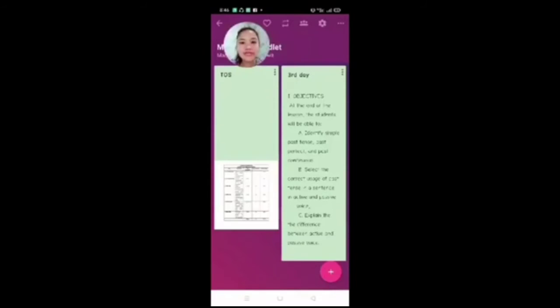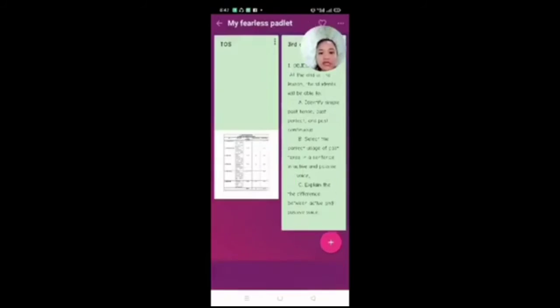Hi, good day everyone. My name is Kerny Quiñones. So for today, we will have our third day objectives, which are: identify the simple past tense, past perfect, and past continuous; select the correct usage of past tense in a sentence in active and passive voice; and explain the difference between active and passive voice. These objectives fall to the cognitive domain, specifically analyzing. So now, let's have a quick view of our TOS.